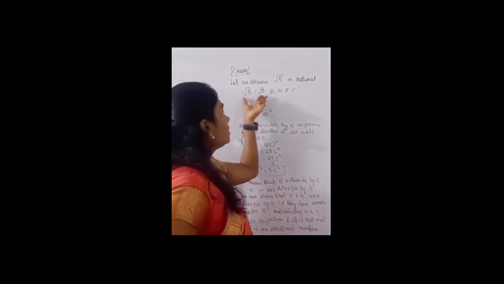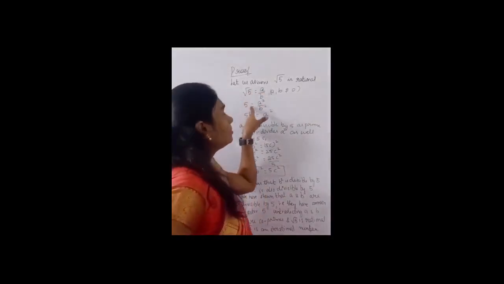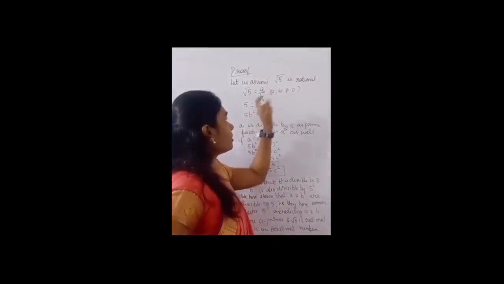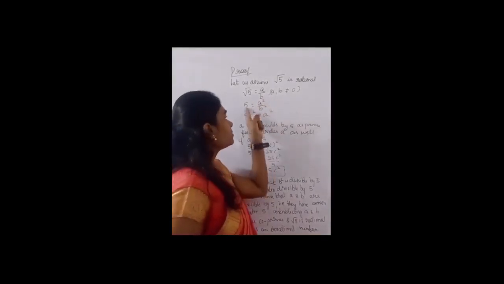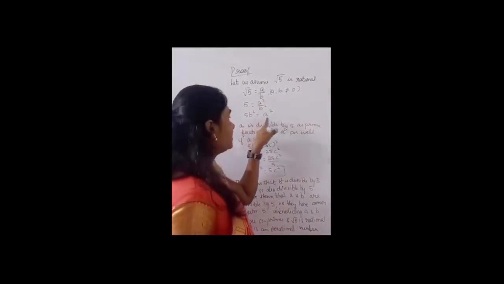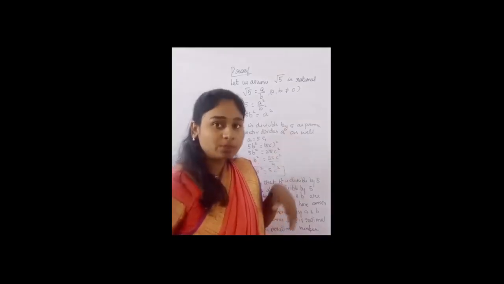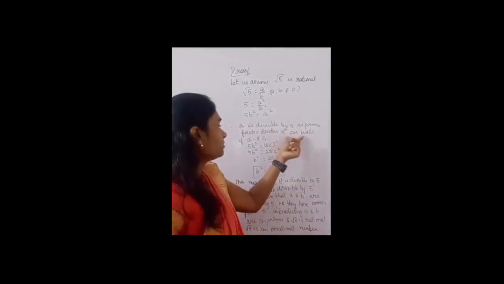Now when I square on both the sides, we get root 5 whole square will be 5, which is equal to a square by b square. So from this, I get a square can be written as 5 into b square, or 5b square. So it means that if a square is divisible by 5, then a is also divisible by 5. That is what I have given here.